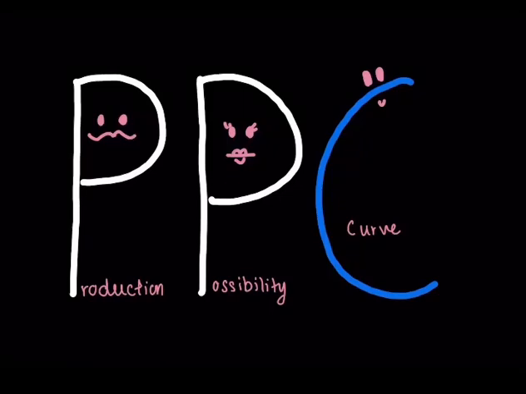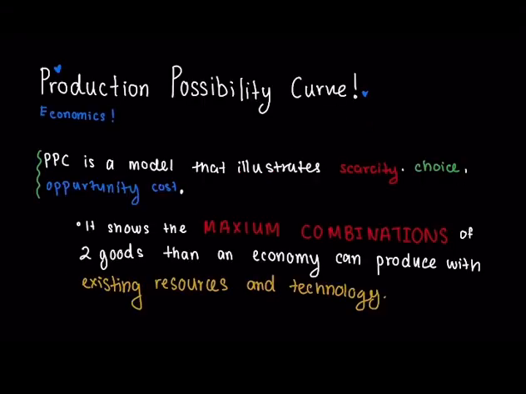Today we're going to be talking about the production possibility curve. So, a PPC curve or production possibility curve is a model that illustrates scarcity, choice, and opportunity cost. We already discussed scarcity, choice, and opportunity cost in a different video. It shows the maximum combinations of two goods that an economy can produce with existing resources and technology. Usually these two goods are capital goods and consumer goods.